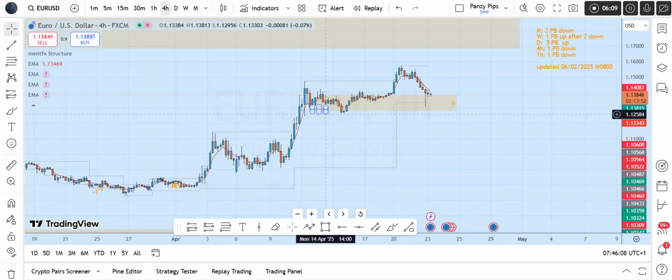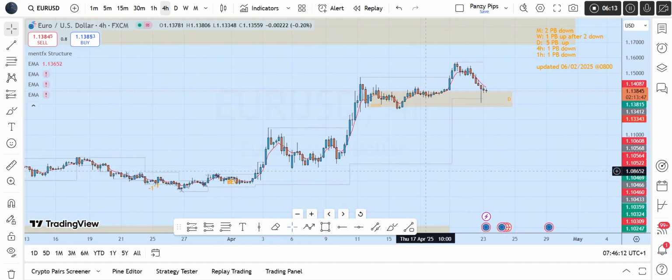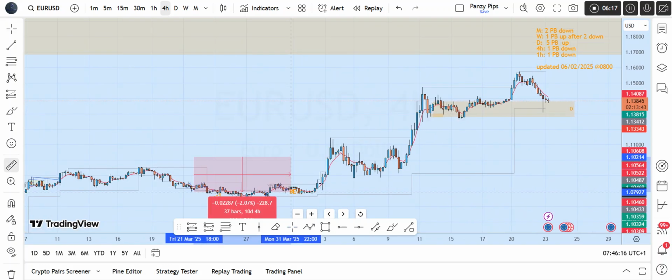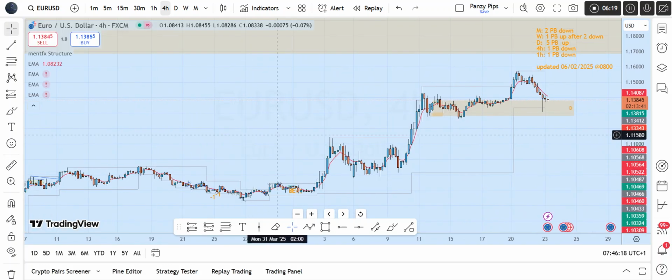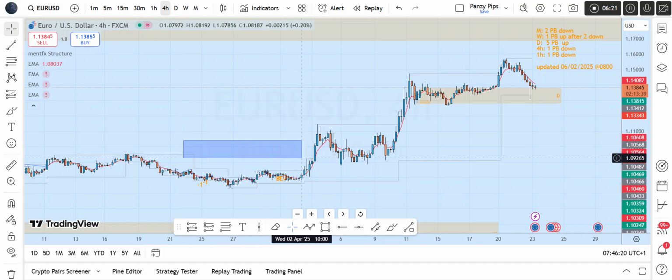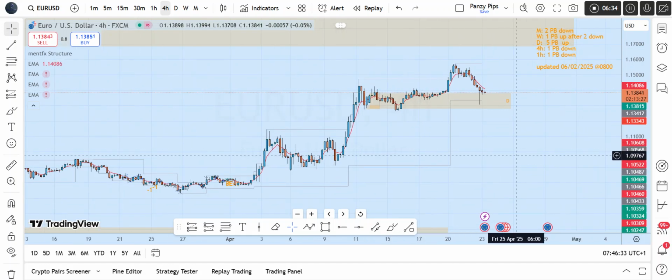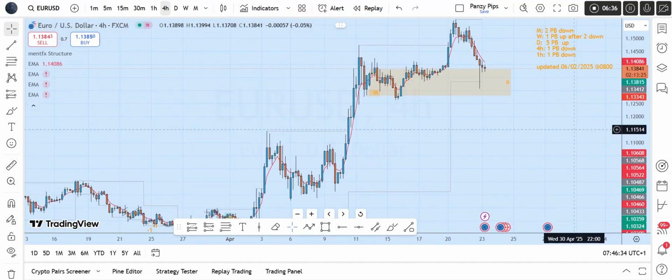On the 4 hour, what do we see? I should like to take out all of this. So what I want is to select all of this. Okay, I'll leave that for now. I'll clean up the charts later.